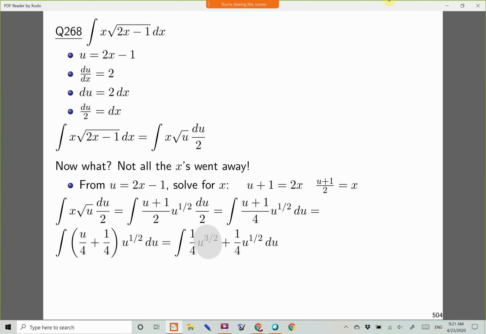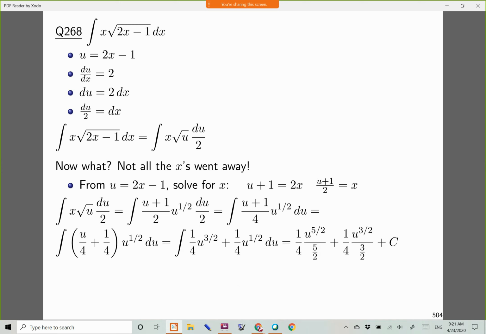The 1/4 you copy, and then u to the 3 halves, I have to undo the power rule, so you raise the exponent by 1. So you have 1/4 times u to the 5 halves over the new exponent of 5 halves, plus 1/4 times, and then to anti-differentiate u to the 1 half, you raise the exponent by 1 to 3 halves, divide by the new exponent of 3 halves, and then plus a c. So here's where we're doing the integral, or finding an antiderivative. That's why there was antiderivative notation here, and in this step there's no more integral sign.